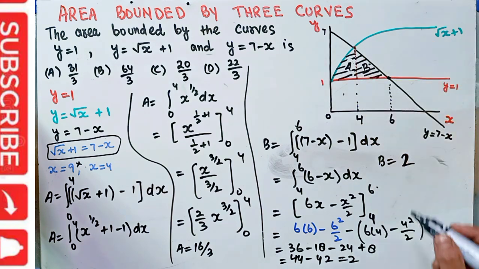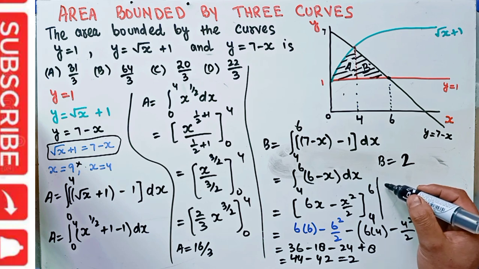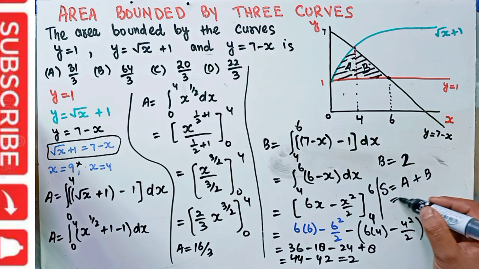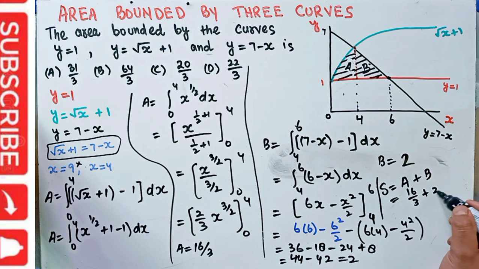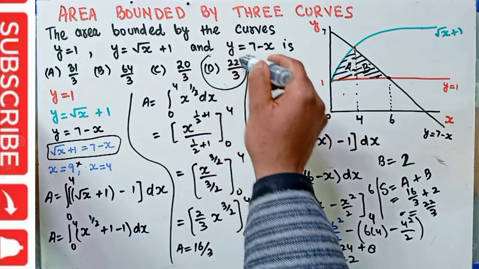Now the total area, let's denote it by S, is equal to the area of region A plus the area of region B. The area of region A we calculated as 16 upon 3, and the area of region B is 2. Solving this, 3 twos are 6, so 16 plus 6 is 22 upon 3 should be the area of the whole region. So the correct option should be option D here.